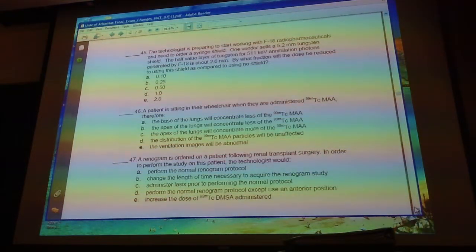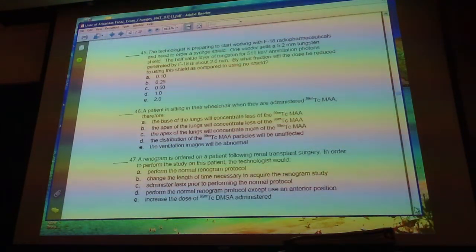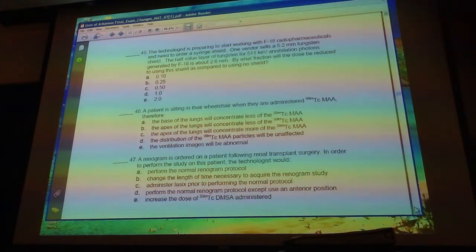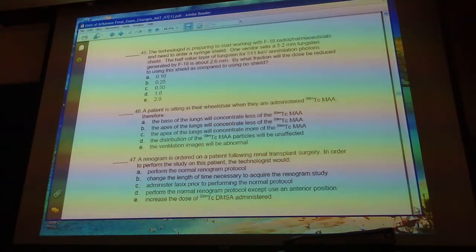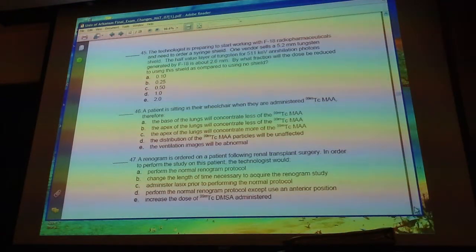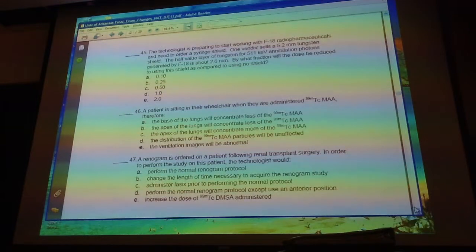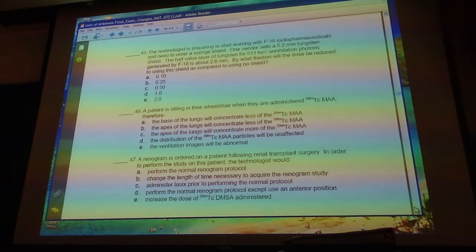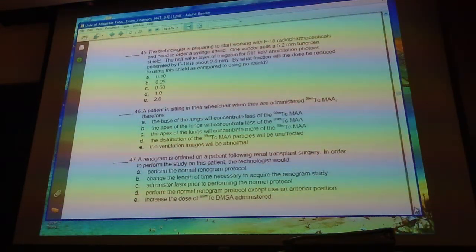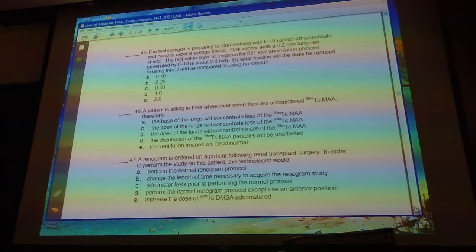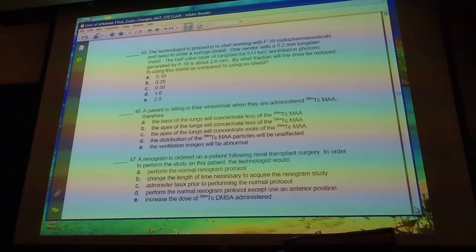Okay, here you are working with F18, and you need to order a syringe. One vendor sells 5.2 millimeters of tungsten. I don't think anybody would use 5.2. Most of the time they're about 14 millimeters. But anyway, so you have 5.2. Half-value layer of tungsten is 2.6. What fraction is the dose going to be reduced if using the shield as compared to no shield?